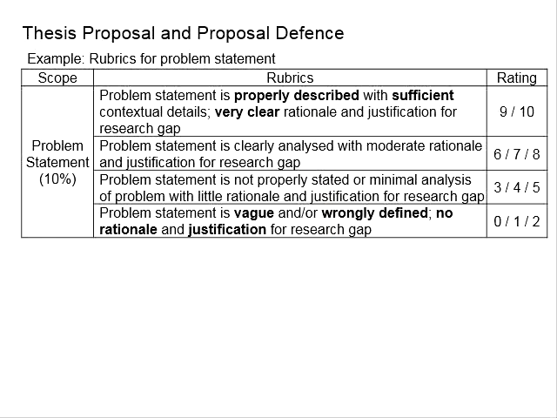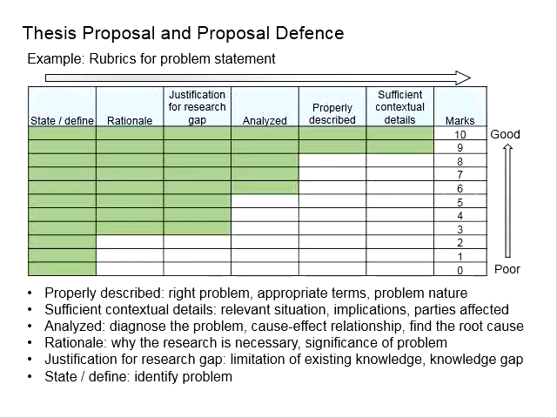Now your problem statement is clearly described, precise, and with sufficient contextual detail. That means it is supported with facts and figures, and the details demonstrate a good diagnosis and analysis of the problem, and you also provide very clear rationales and justifications for the research gap. If you look at the components, stating and defining the problem itself is only going to give you poor marks. Only when you provide rationales and justifications will your marks be better.